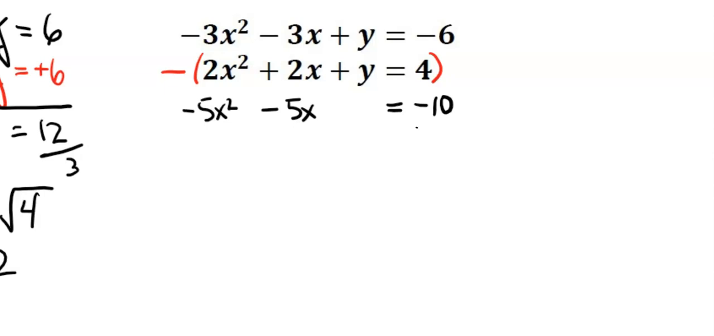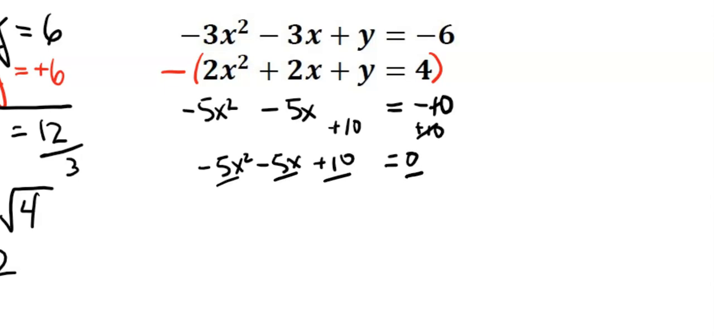And so then I'm going to add 10 to the right side and to the left side to give us 0 so that we can solve this through factoring. So we're going to get negative 5x squared minus 5x plus 10. And the first thing I want to do is, I think I'm going to divide everything, since negative 5 and 10 are all multiples of 5. I'm going to divide by negative 5, to eliminate that leading coefficient.